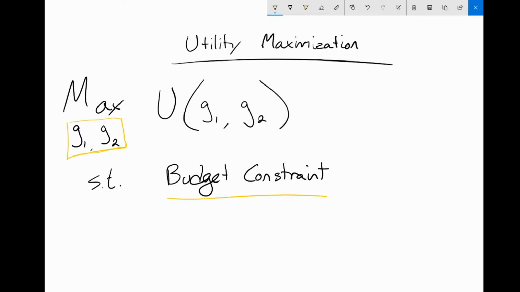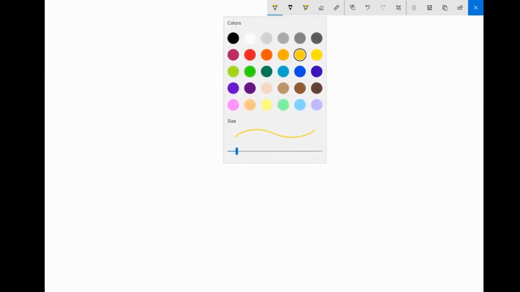Now, so far in the class, we've already talked a little bit about utility functions. And so we're going to start today's lecture by talking about the budget constraint. So let's do that now. Let's start by discussing a budget constraint.